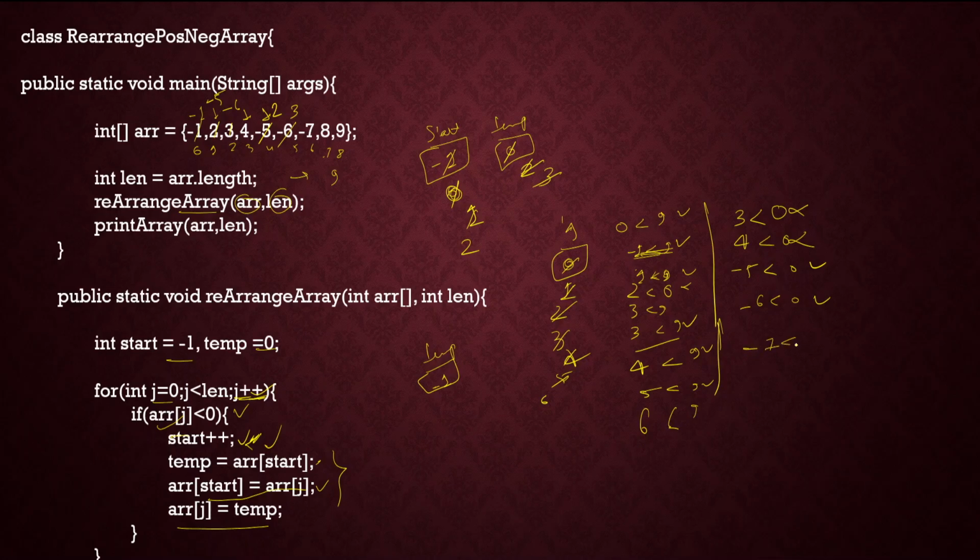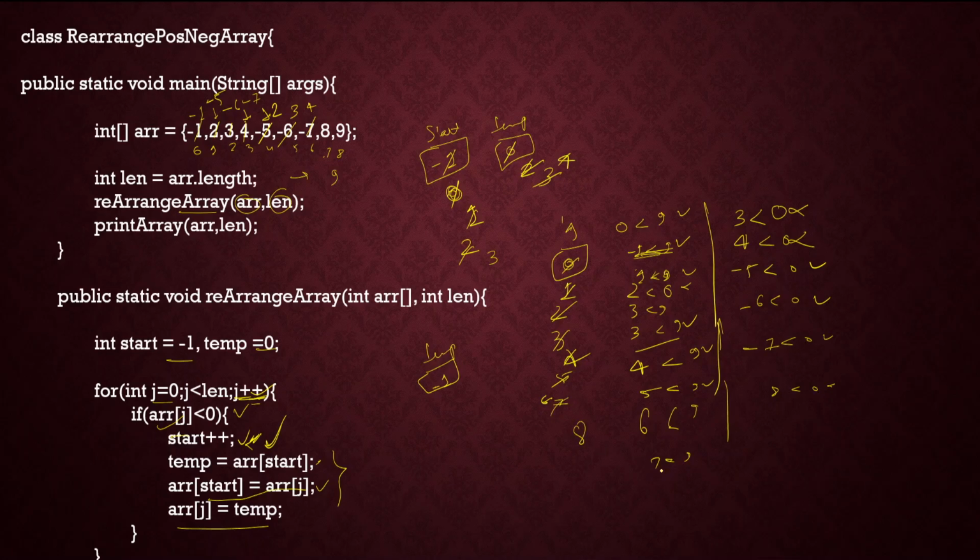-7 is less than 0. Correct. Start will be incremented to 3. Now the value at start of 3 is 4. 4 will be placed into temp and -7 will be placed into the fourth location. Then 4 will be placed at the -7 location. This is also completed. Again j will be incremented to 7. 7 is less than 9. It is correct. The value at 7 is 8. Less than 0? False.